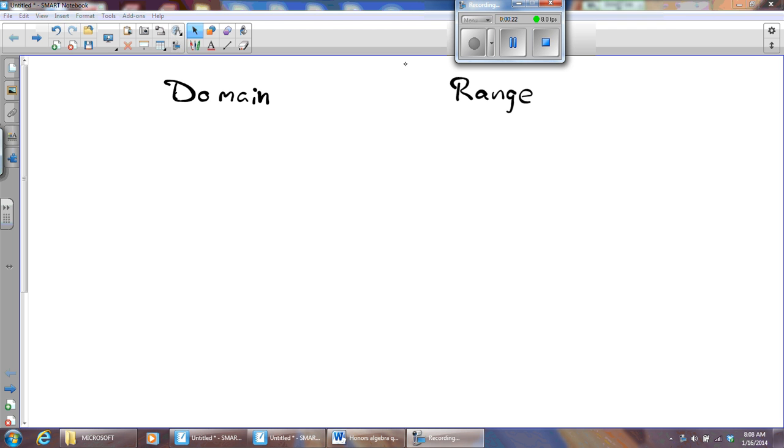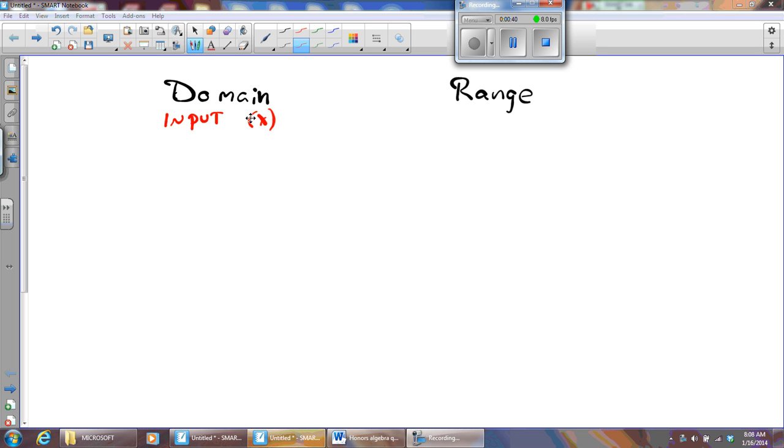Mr. Lawrence here, and today we are going to be talking about domain and range. Now, domain and range are real simple ideas, but a lot of times students get them confused. Domain is simply the input of an equation, function, or relation. It's your x values, your input.